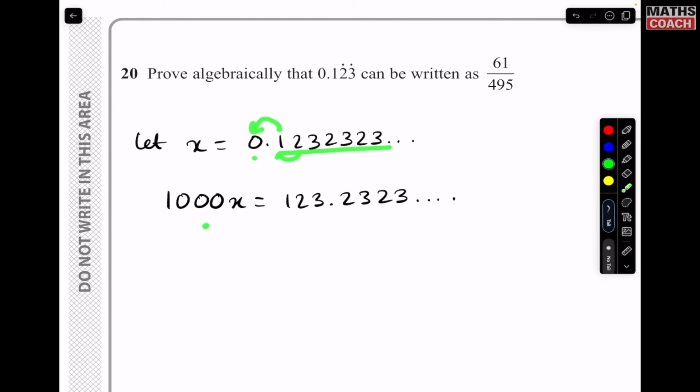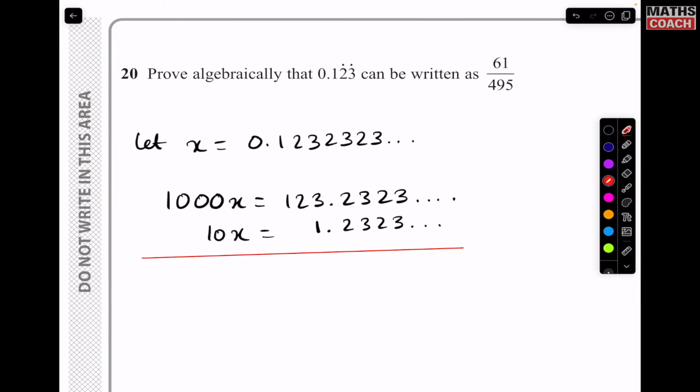So 10x would be 1.2323 dot dot dot. Okay, now we can take them away. So what do we have? 1000x take away 10x is 990x. We can take that away, we get 122, and of course these cancel. So we get 122, and then x would be equal to 122 over 990.